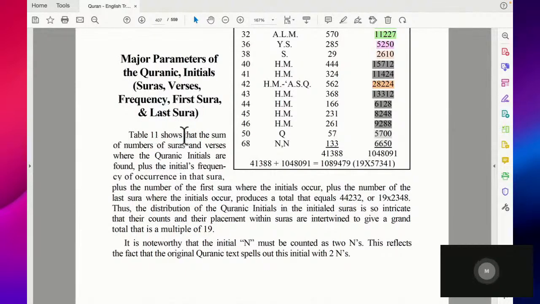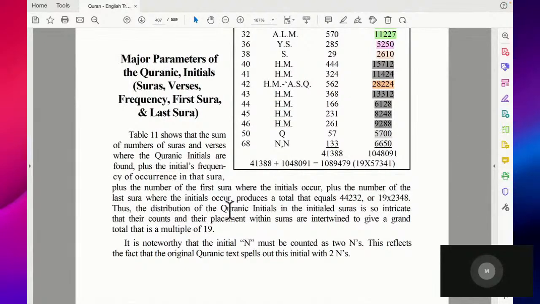Table 11 shows that the sum of numbers of surahs and verses where the Quranic initials are found, plus the initials frequency of occurrence in that surah, plus the number of the first surah where the initials occur, plus the number of the last surah where the initials occur, produces a total that equals 44,232 or 19 times 2,348.